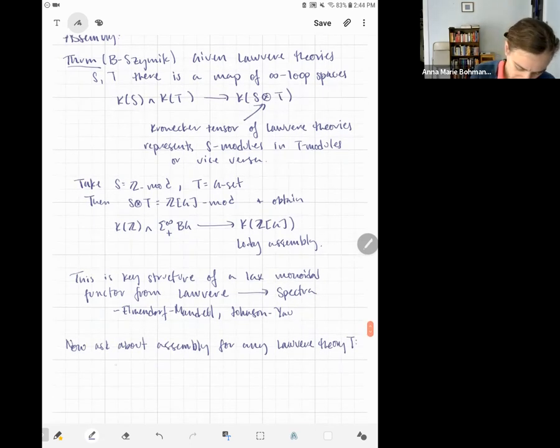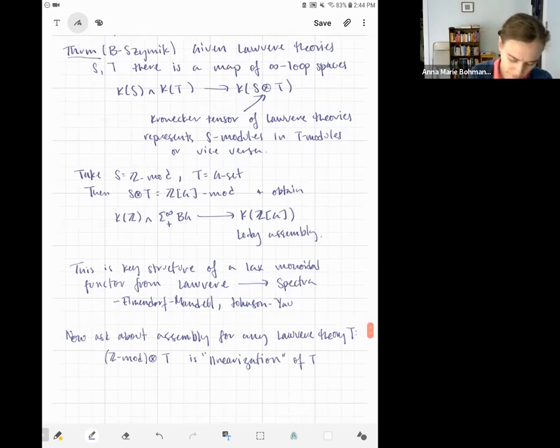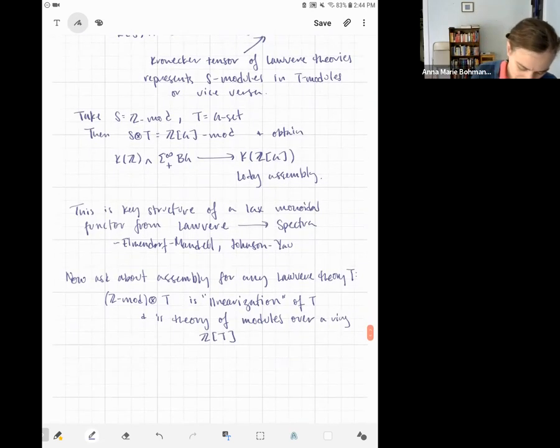Right, so we'll look at Z modules, the target here is going to have to be the theory of Z modules tensor the theory T, the K-theory of that. This is something that is known as the linearization of the theory T. And you can show that it's actually a theory of modules over a ring. And we call that ring Z adjoint T, even though it's not really Z adjoint a group, right? It's Z, but we call it Z adjoint T. And so we get an assembly map from the K-theory of Z smash the K-theory of T to the K-theory of Z adjoint T.